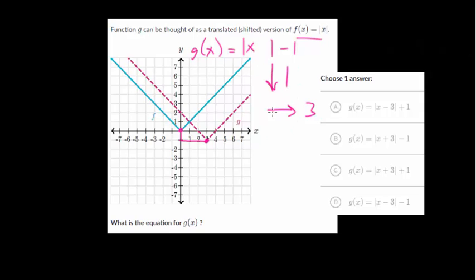You would expect to add to go right 3, but we want to subtract. And again, think about it. The x value that makes this 0 would be positive 3, which tells us we should shift in the positive direction 3 units. So this is the equation for g of x. So we got x minus 3 on the inside and then minus 1 on the outside.